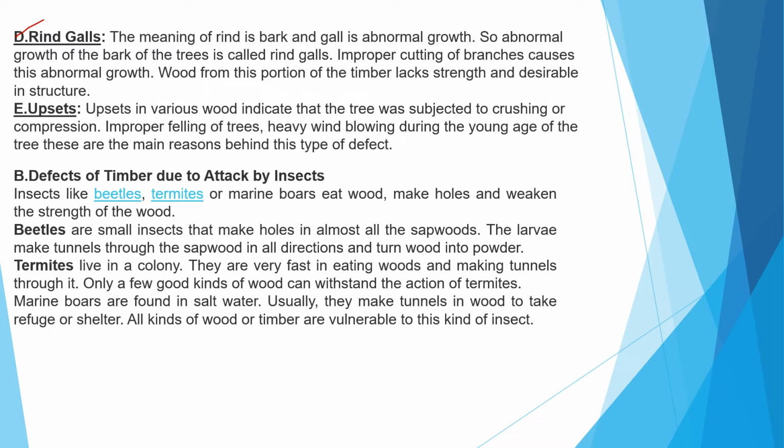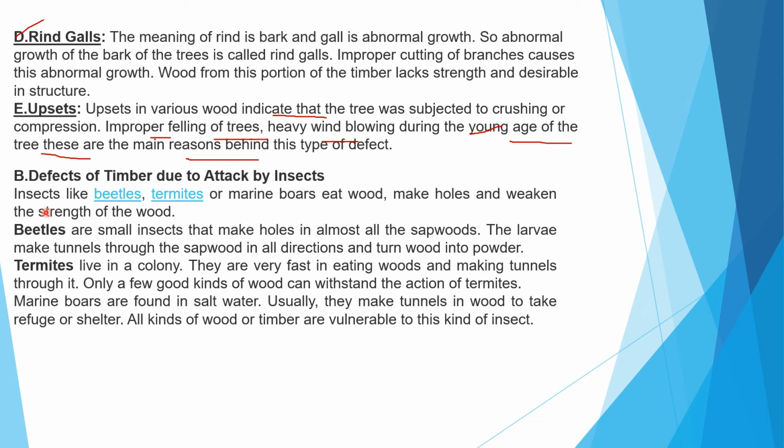Next, ring galls. Ring gall is an abnormal growth of the bark of the tree. Next, upsets. Upsets in various wood indicate that the tree was subjected to crushing or compression. Improper felling of trees and heavy wind blowing during the young age of the tree are the main reasons behind this type of defect.